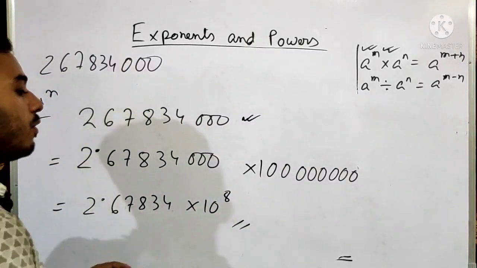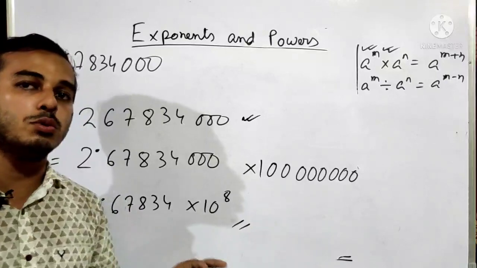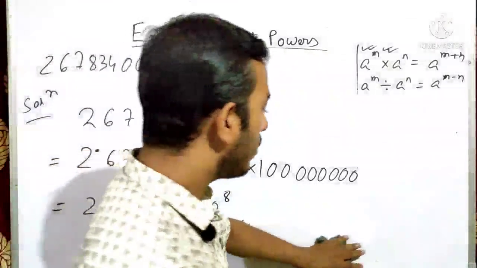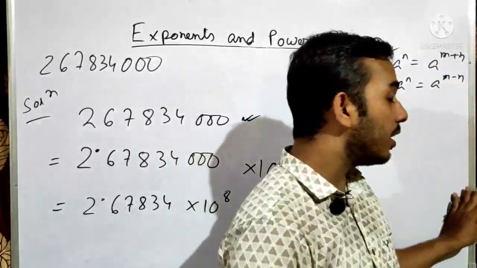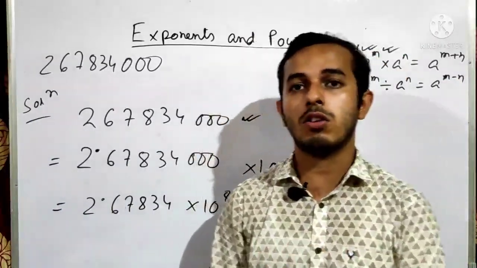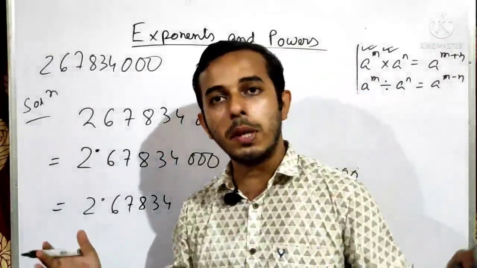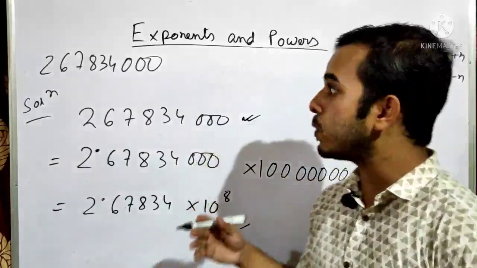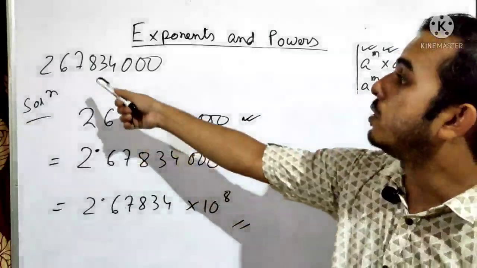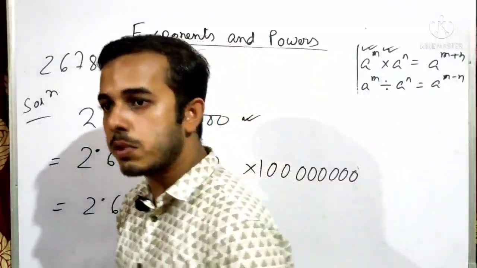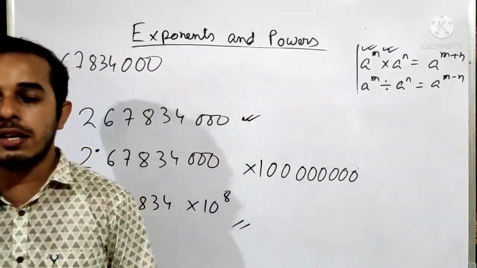Clear? This standard form of a number is generally used to express large numbers, isn't it? Basically this standard form is used in astronomy, because the distance between one planet or one star to the other star is very large, isn't it? So it is not possible to write all this, because 100 zeros are there, isn't it? So is it possible to write 100 digits like this?